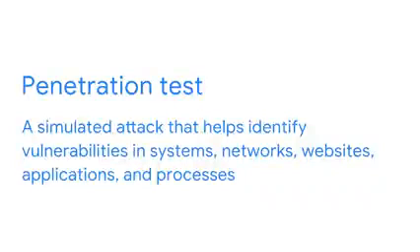Another important strategy for security hardening is to conduct regular penetration testing. A penetration test, also called a pen test, is a simulated attack that helps identify vulnerabilities in a system, network, website, application, and process. Penetration testers document their findings in a report. Depending on where the test fails, security teams can determine the type of security vulnerabilities that require fixing. Organizations can then review these vulnerabilities and come up with a plan to fix them.